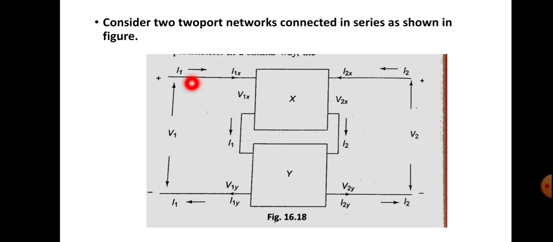Now this is a series connection. So we can represent the input current as I1, and here also the input current is in this manner, and here the current is I2 and here the current is in this manner. Here there are two networks, so we are representing the components of the current as I1X, here it is I2X, and here it is I1Y, here it is I2Y. That means I1 is composed of two components, I1X and I1Y.